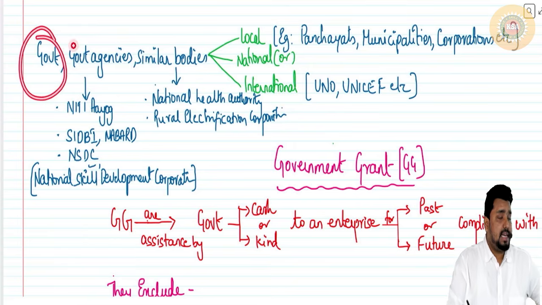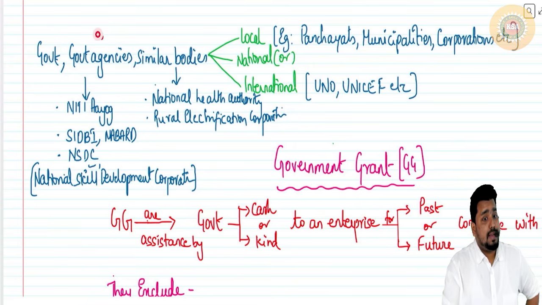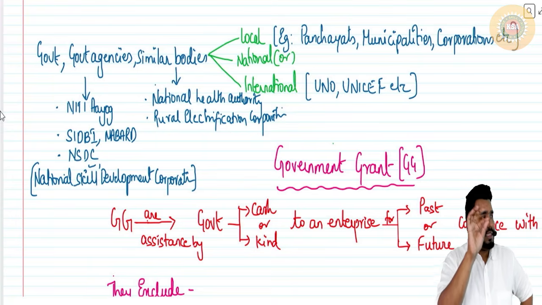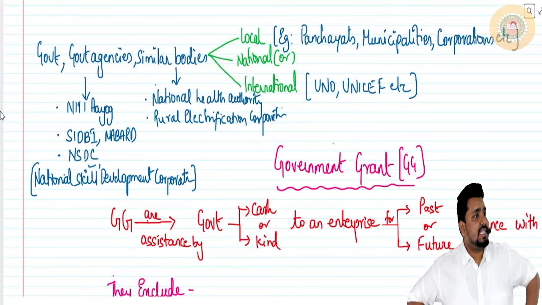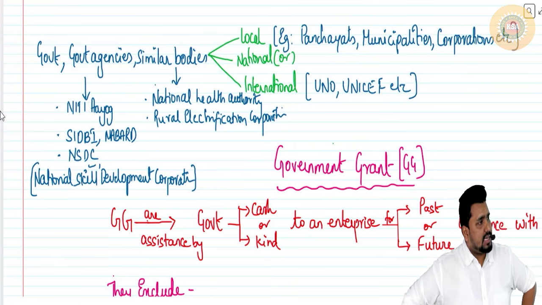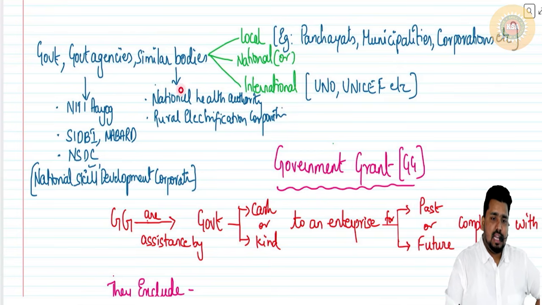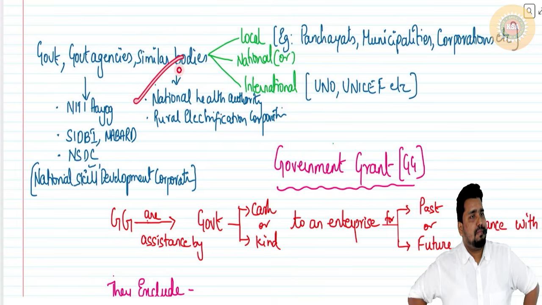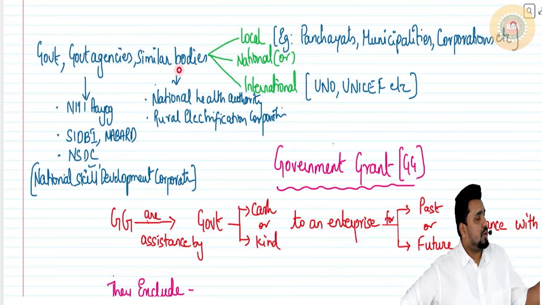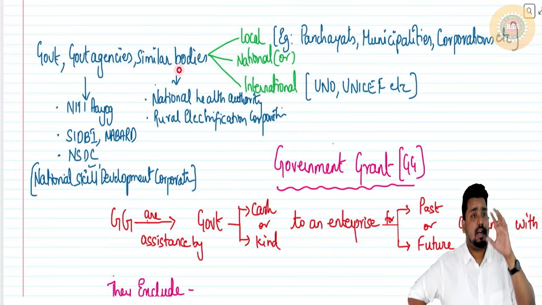Not only government, it also includes government departments and government agencies. You remember NITI Aayog, CAPART, NABARD and NSDC, the National Skill Development Corporation. If you are receiving any amount as a grant from them, that is also accounted as a government grant only. And similar bodies. For example, in Karnataka, the water control board, pollution control board, National Health Authority, rural electrification corporation, water corporation.